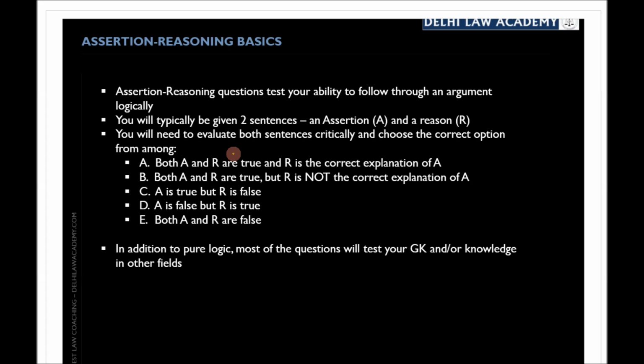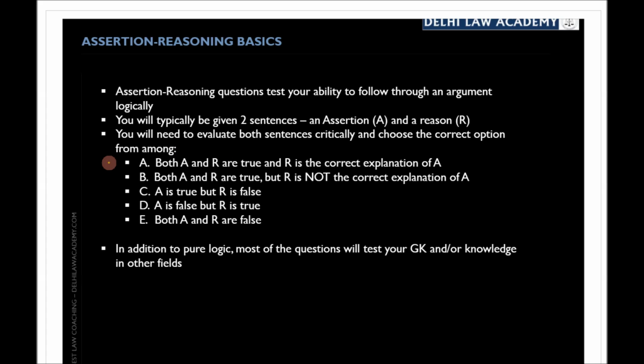Your job as the person giving the exam is: one, to see if the assertion is actually true; two, to see if the reason is actually true; three, to see if the reason is the correct explanation of the assertion. Right? You need to do all three, and based on your evaluation of all three, you need to choose among these choices.